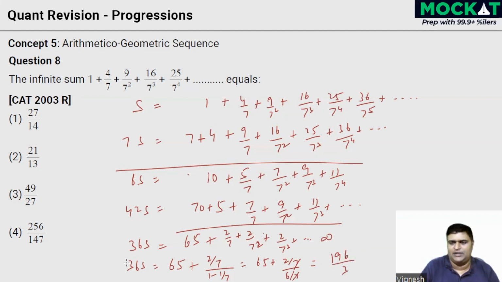So 196 by 3, I can bring the 36 down. We're going to get S equals 196 divided by 36 into 3, which comes to 108 over here, right? What does it look like? 196 and 108, I can divide by 4, and we're going to get 49 by 27, right? So option 3 over here becomes the answer.